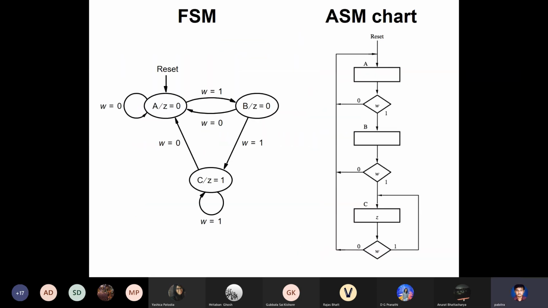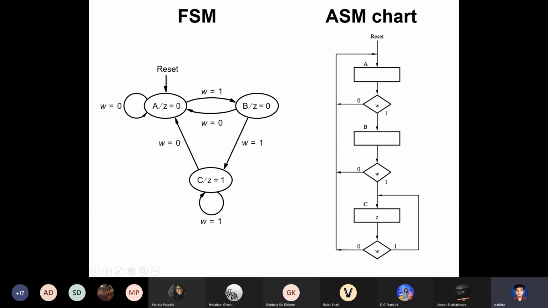Okay, let's see some examples. What we'll do now is convert some FSM diagrams to their equivalent ASM charts. Okay, let's look at this FSM to the left.